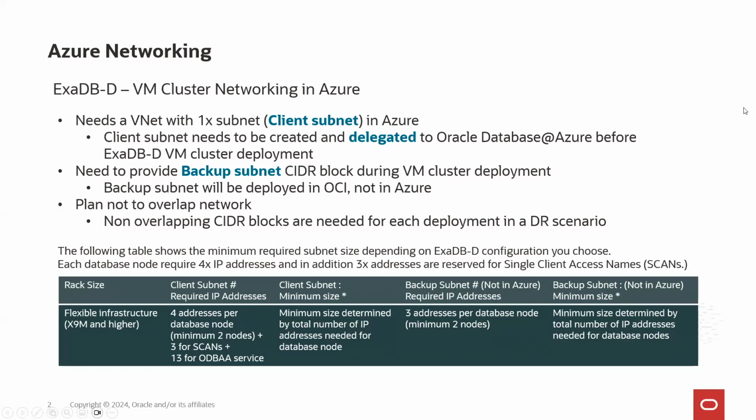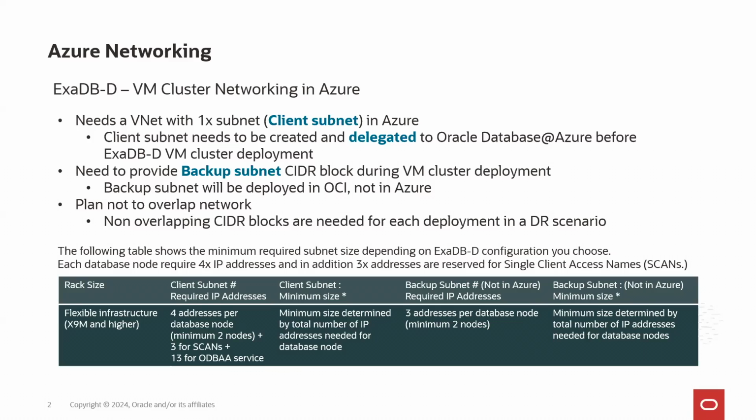And also during the deployment, we ask you to provide a backup subnet CIDR range. This backup subnet will not be used or will not be visible within your Azure VNet, but it will be used by the service in the backend for backup reasons. The reason why we ask you to supply this backup subnet is to avoid any overlap with any other CIDR ranges that you might use within your network setup.